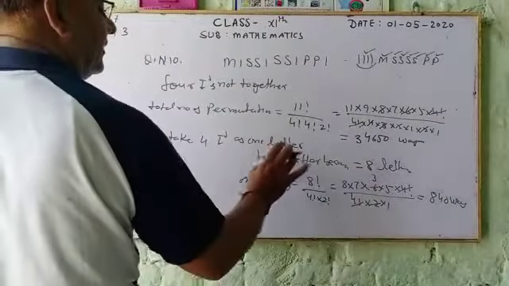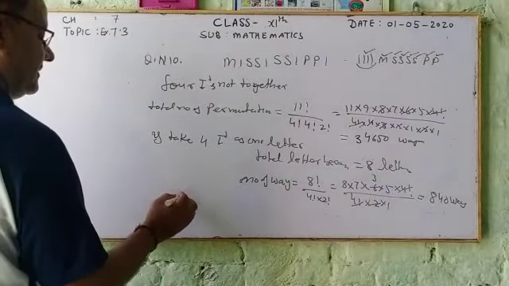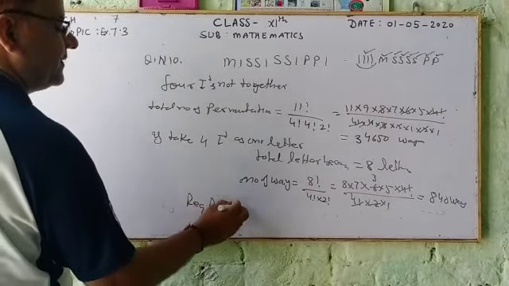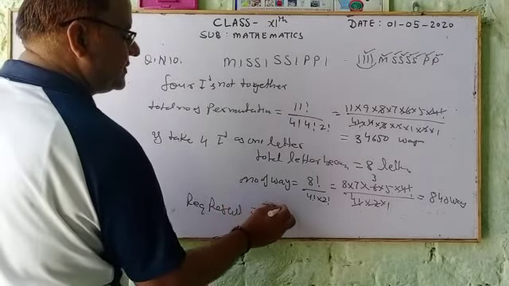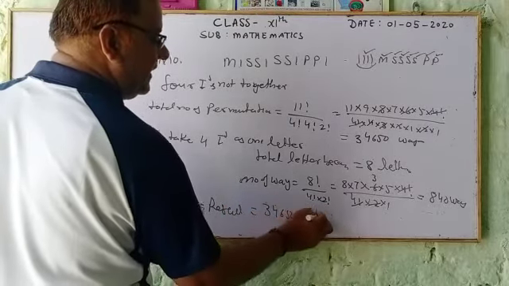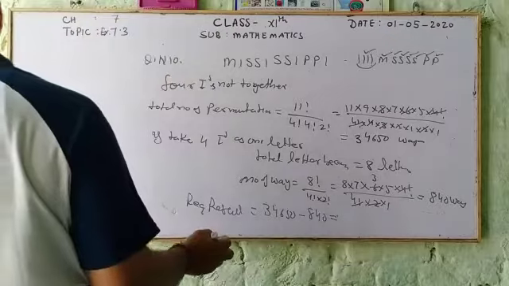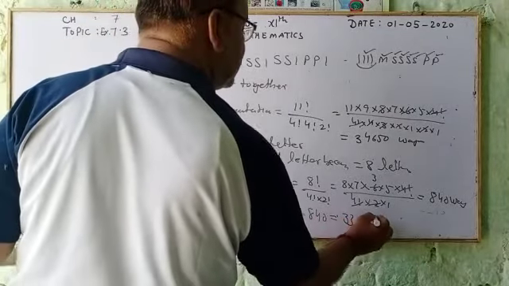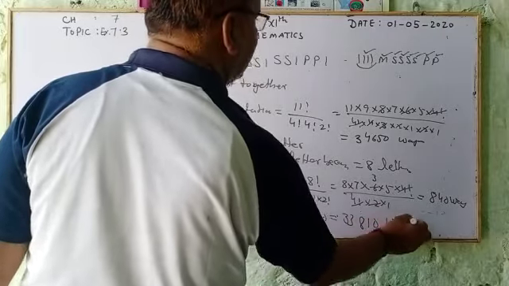So due to the restriction, for the required result we subtract: 34650 minus 840, we get 33810 ways. We get the answer.